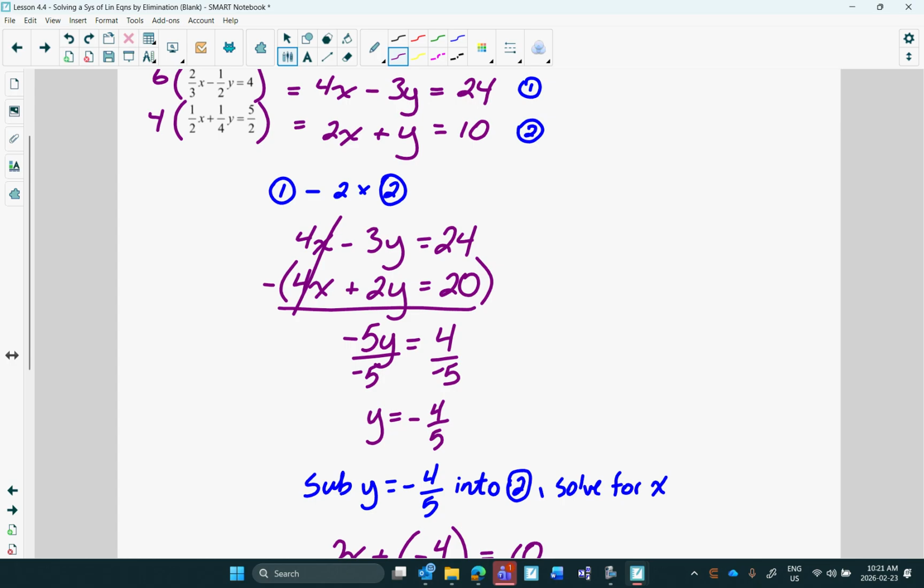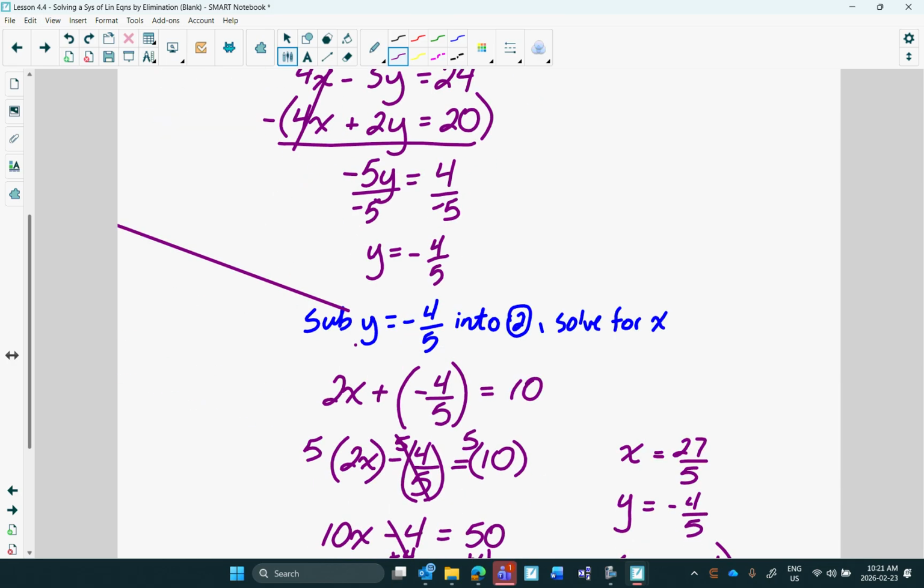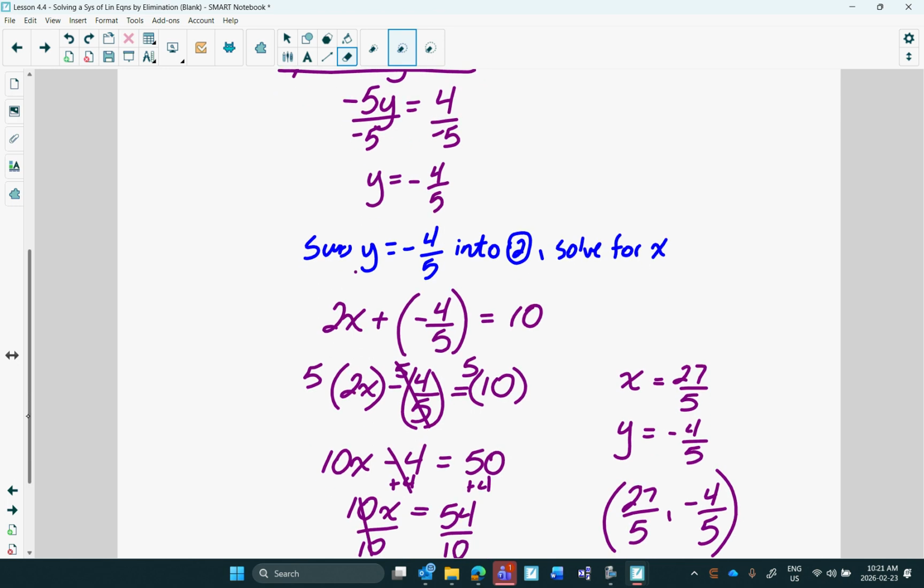You okay there? Okay. Once I've got this, I plug it back into one of these. So I decided to plug it back into this. So I get 2x plus negative 4/5 equals 10.